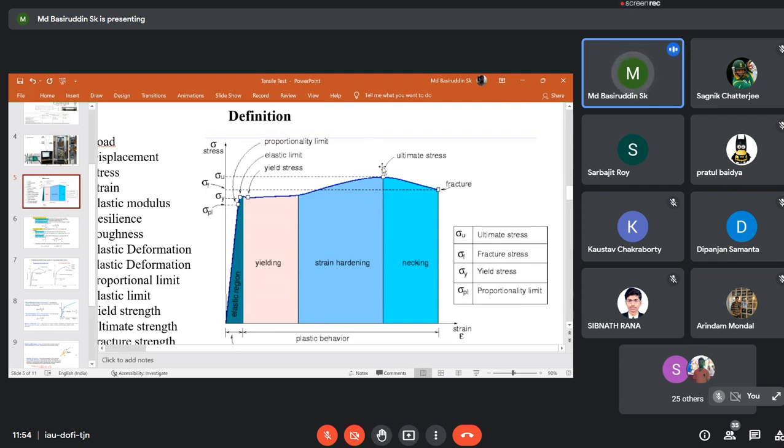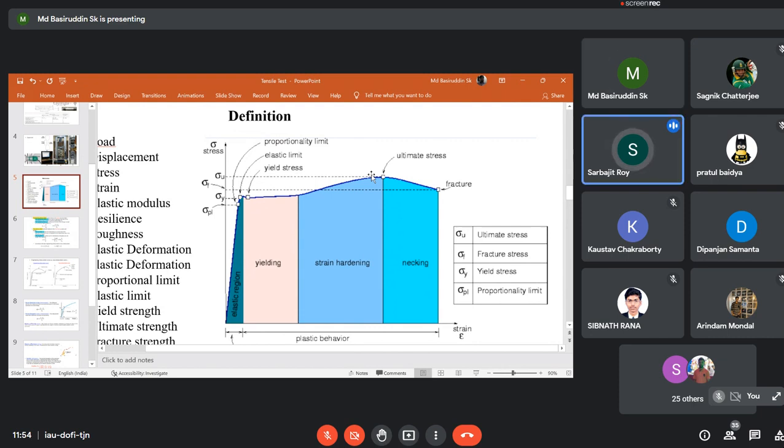Now, can you please explain why, beyond the ultimate tensile stress, the curve is dropping towards the fracture, or the stress level is dropping? Yes, sir, because the cross-section area is decreasing. So actually, the material strength is decreasing now. Yeah, but why? As per the engineering stress strain curve, you have said correctly. But if you follow the true stress strain curve, you are wrong.